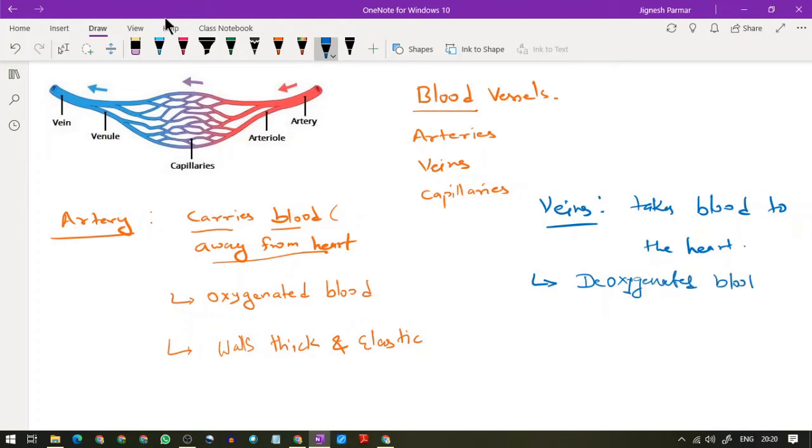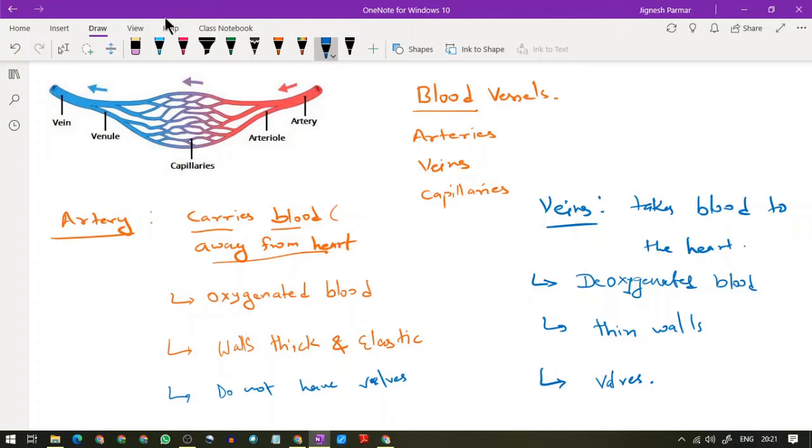As and when, in the vein, no blood pressure is required. They do not need thick walls. So what kind of walls do they have? They have thin walls. The thin walls are not under any kind of pressure, and instead of that, because the blood flows in one direction, to stop it from coming back, they contain valves as well. They have valves. Arteries do not have valves, because it is under pressure, and due to the pressure the blood will flow in one direction.